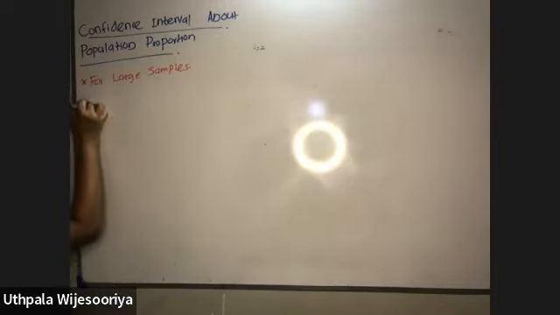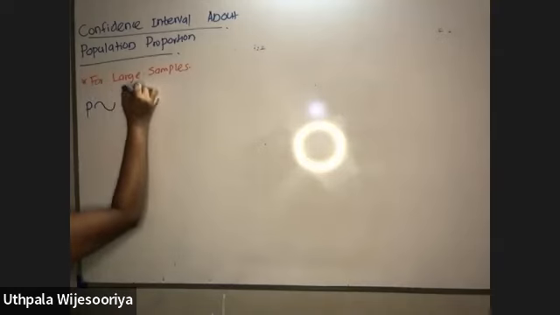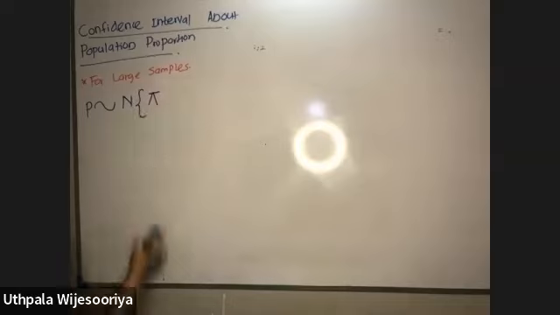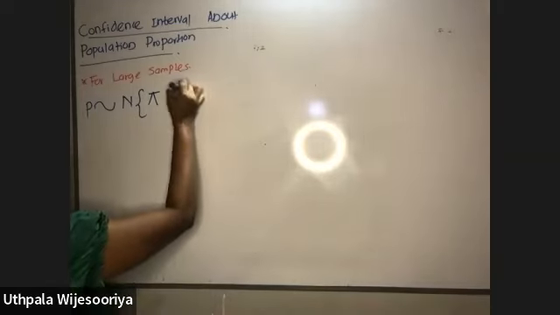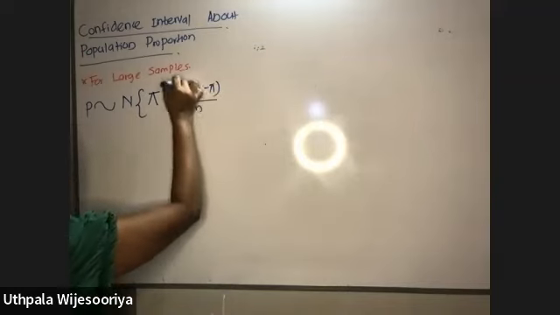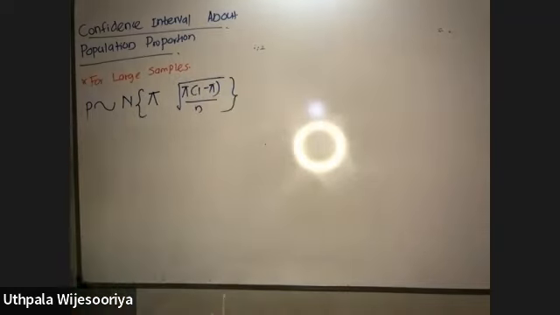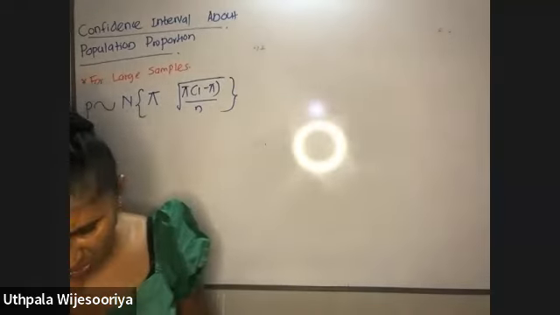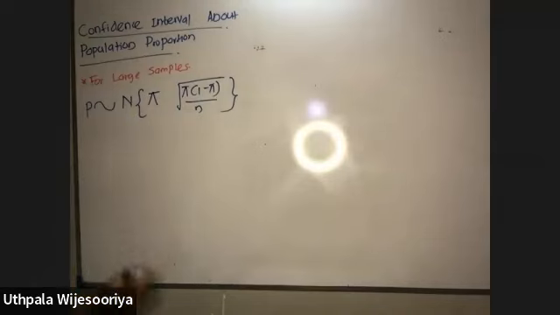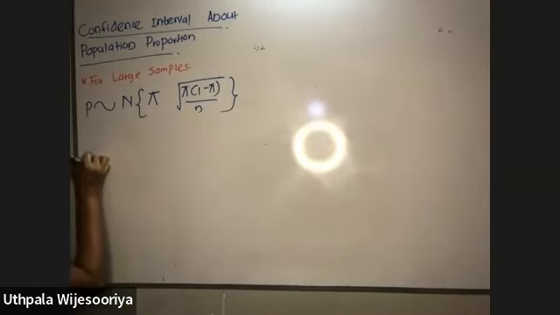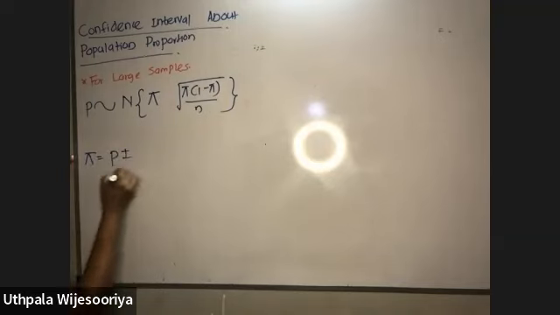The sampling distribution of the sample proportion p is normally distributed with population proportion pi. What is your standard error? Square root of pi into 1 minus pi over n. So make your confidence interval. What is the common formula? Population parameter is equal to sample statistic plus or minus table value into standard error. We are not using the t distribution because there are no small samples. So the population proportion pi is equal to sample proportion p plus or minus z.